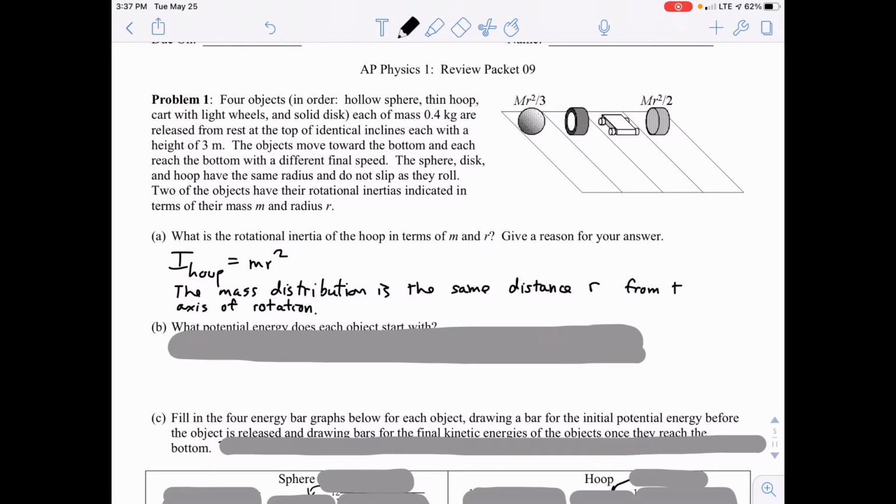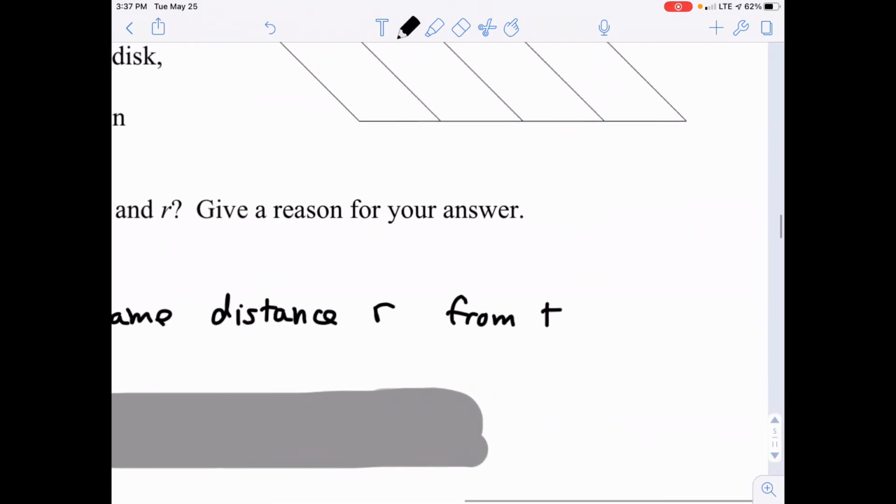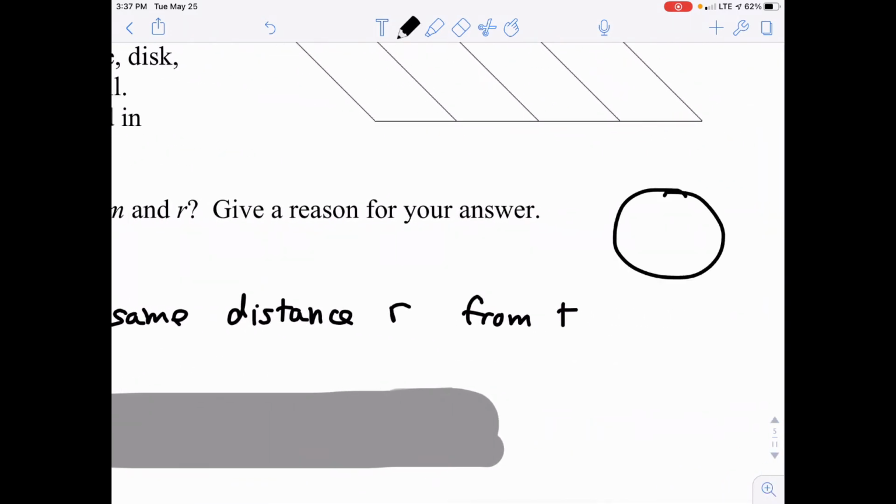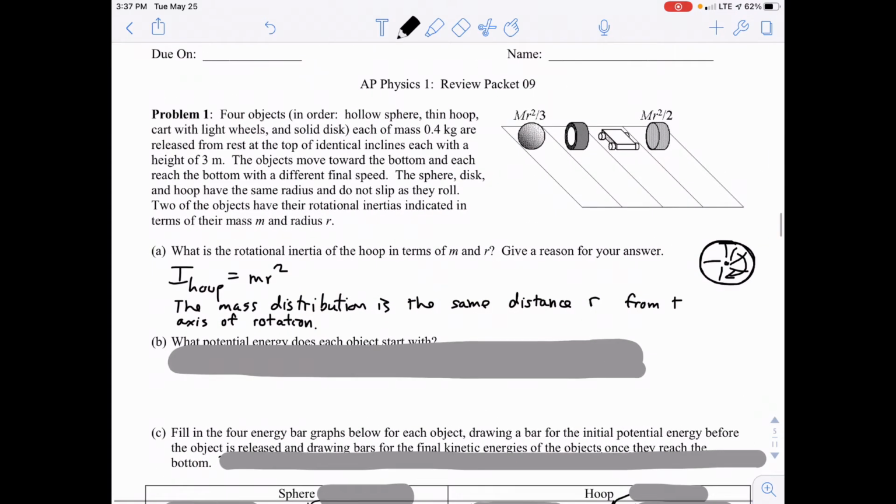For a thin hoop, if you looked at a thin hoop, here's the center of rotation and it's rotating this way. The mass is completely and consistently distributed the same distance away from the point of rotation. And it's a large distance away from the point of rotation. Hence, it is 1 full mr squared.